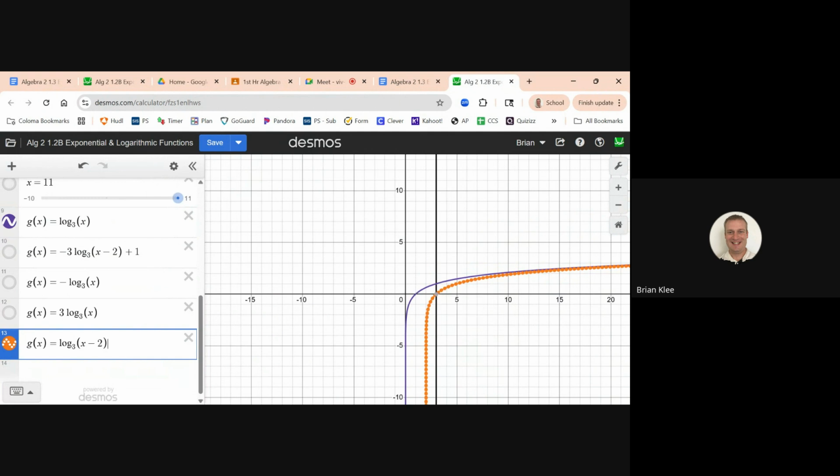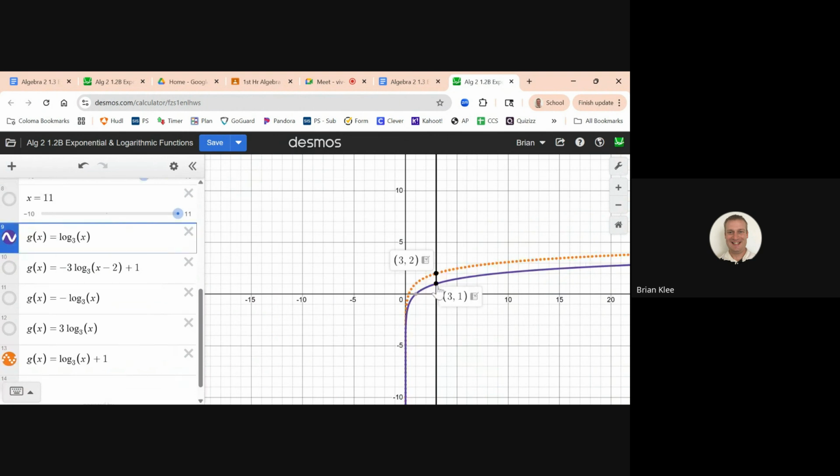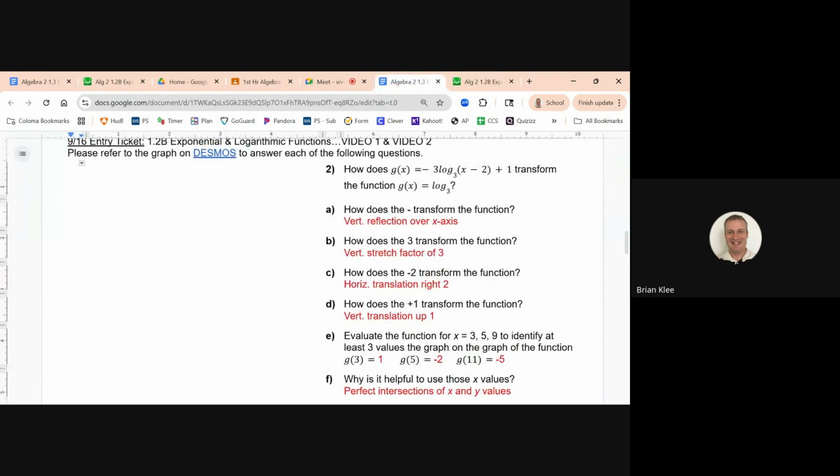And what does the plus 1 end up doing? Well, the plus 1, you saw the orange graph move up, and taking the minus 2 away, very clearly what was a 3 giving us a 1 is now a 3 giving us a 2. So that is a shift up 1 unit.